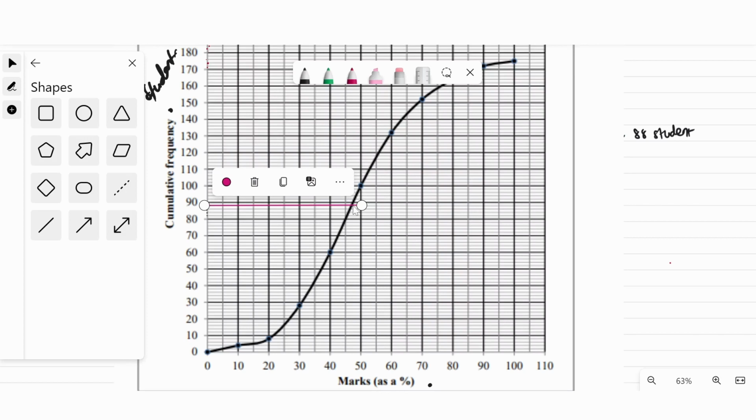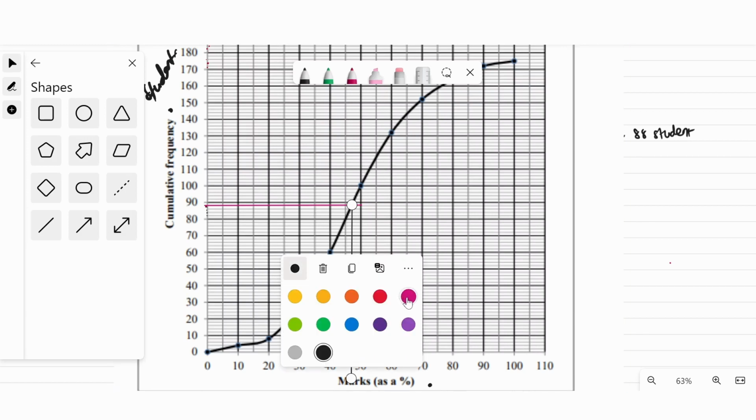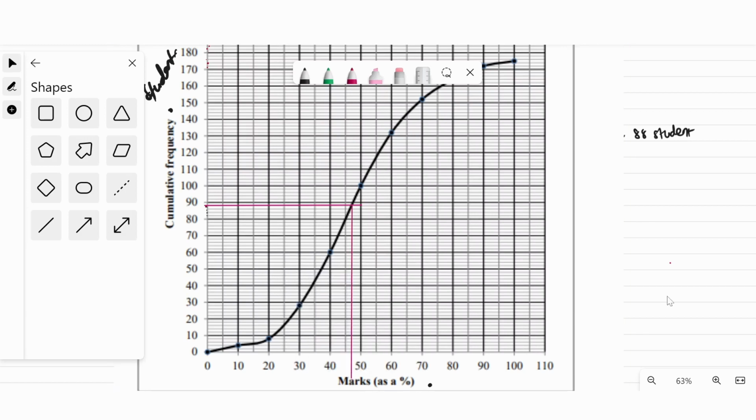Then from there, see there's a point here. I'm going to take that, take another line, and draw it from here where it cuts the graph, down like this. I'm going to make it pink so we can see it. So what do we see? The modal class lies between 40 and 50. So that's going to be your answer.